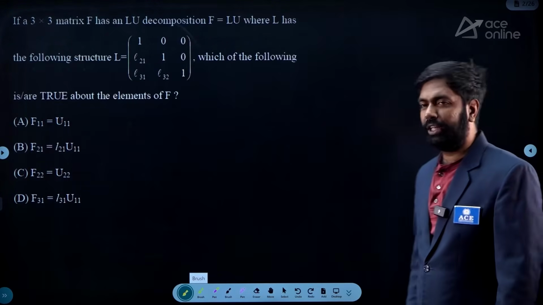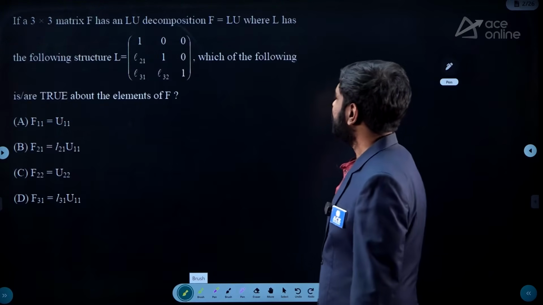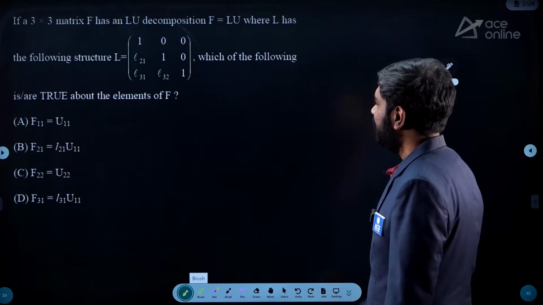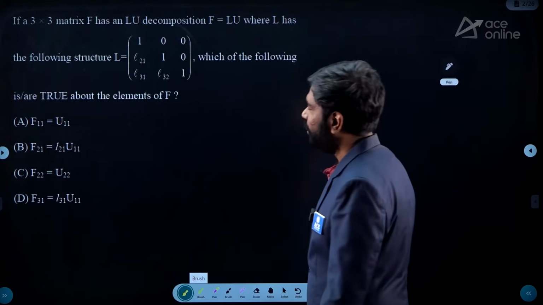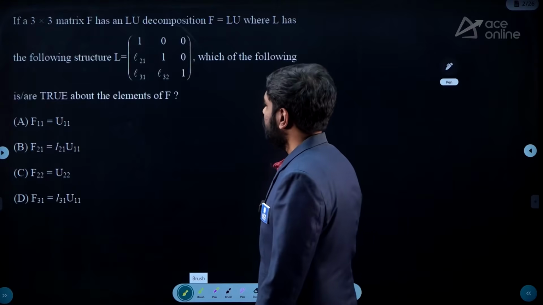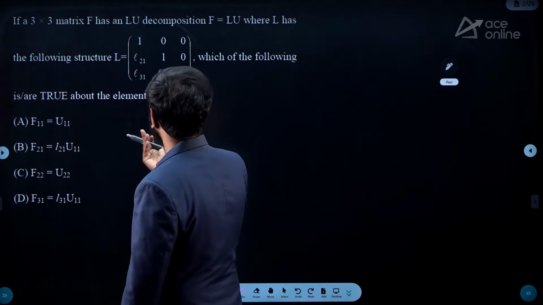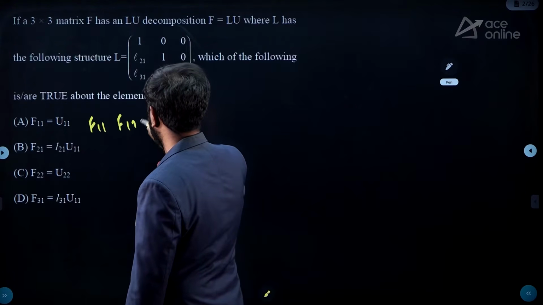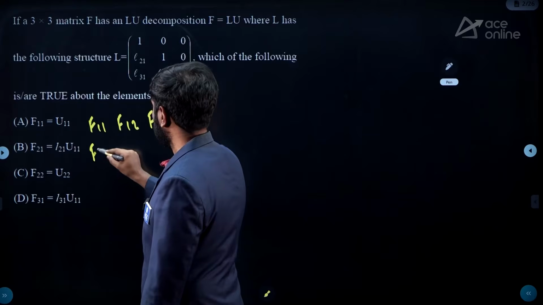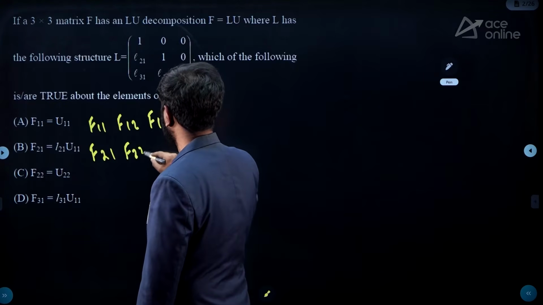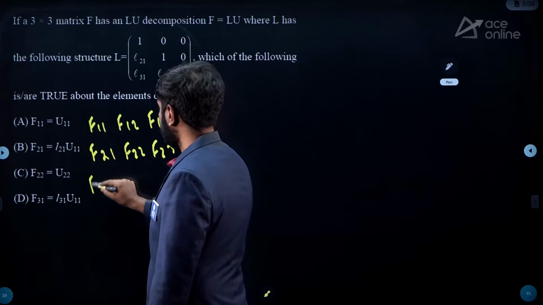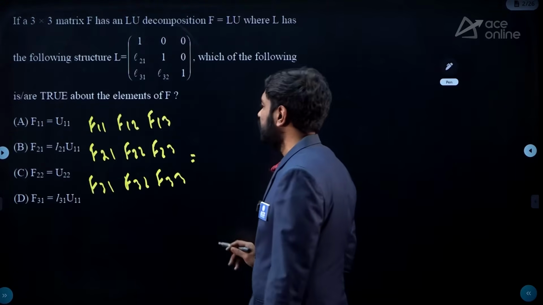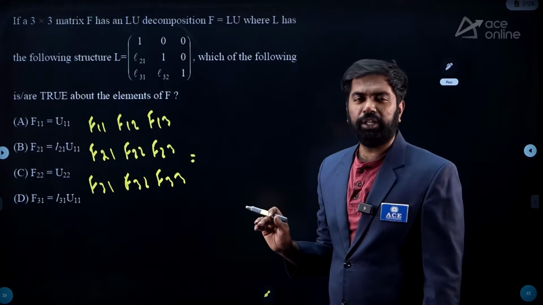So this is about LU decomposition, where they say that F is decomposed as L into U. They gave what is L, and they are asking which of the following are true. So how does the matrix F look? It looks like this: F11, F12, F13, F21, F22, F23, F31, F32, F33. So this is F. Now according to the question, F is L into U.